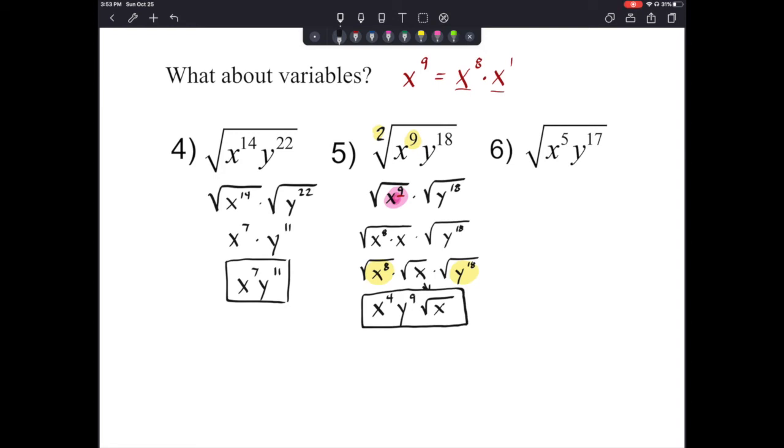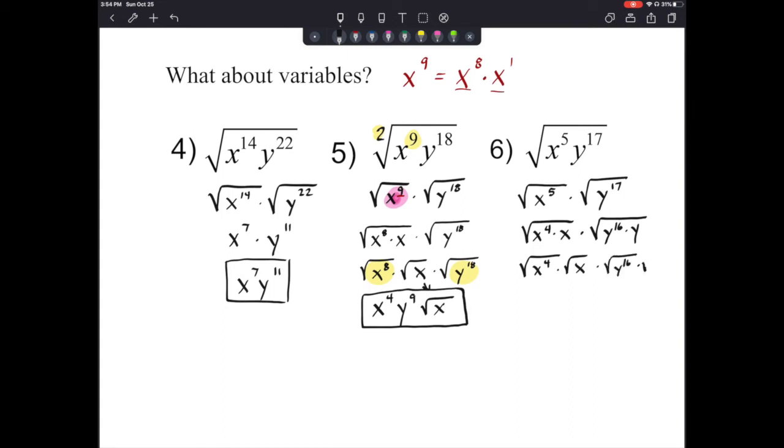Let's look at number 6. It's very similar. The square root of x to the 5th times y to the 17th. Let's split it apart. I have the square root of x to the 5th times the square root of y to the 17th. They're both odd, so we're going to rewrite them as the square root of x to the 4th times x times the square root of y to the 16th times y. And now we can just break them apart: the square root of x to the 4th times the square root of x times the square root of y to the 16th times the square root of y.